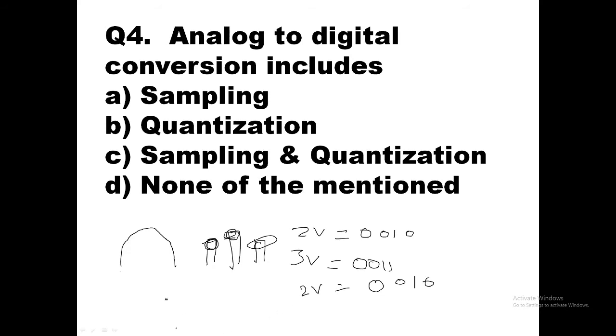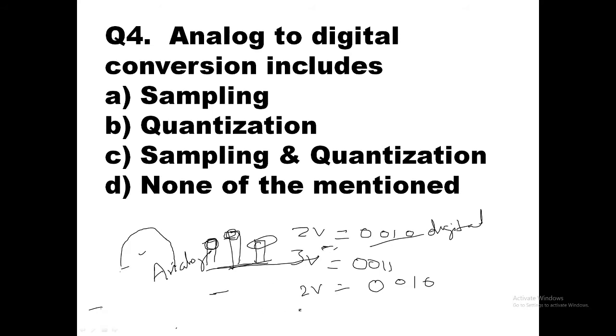Here you can see this is the analog wave, and whatever you are getting here is digital. The analog wave shown here is converted into samples, and these samples are then converted into binary data.